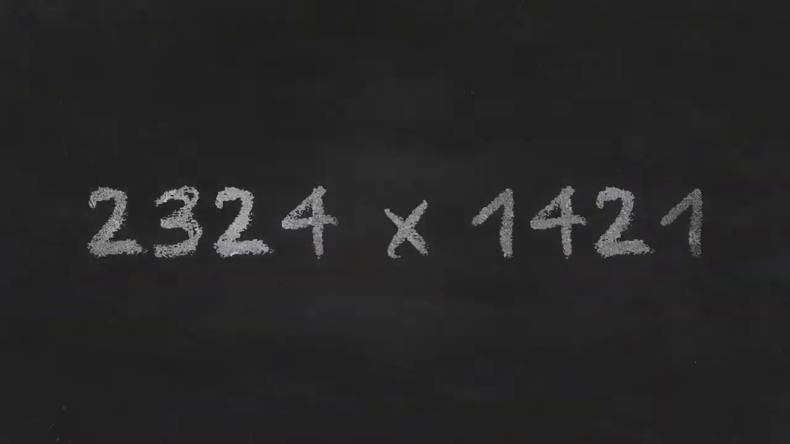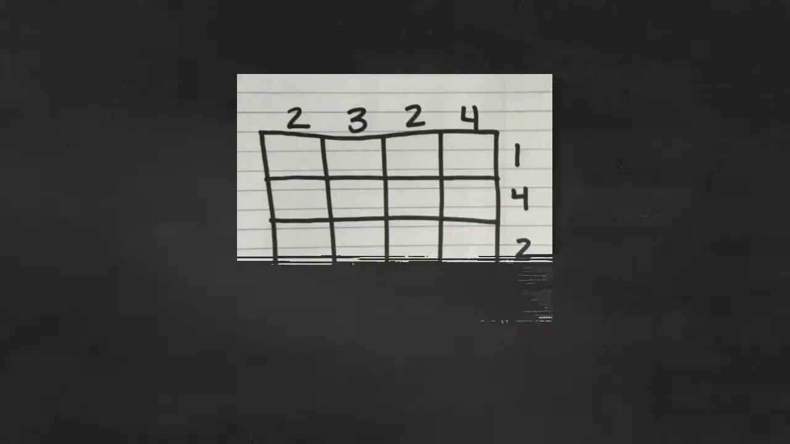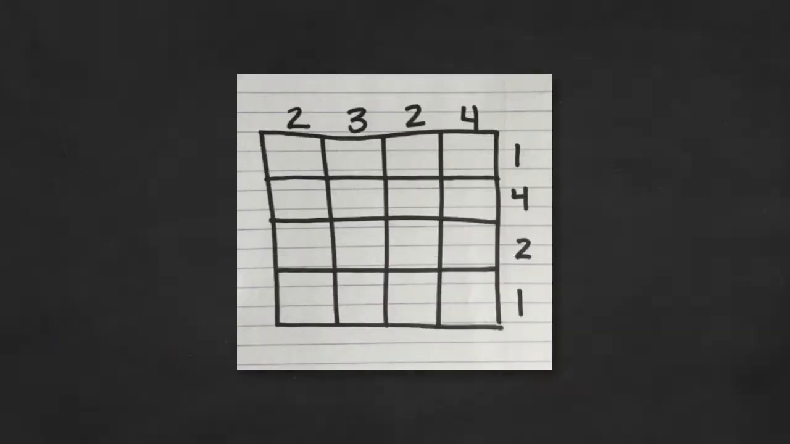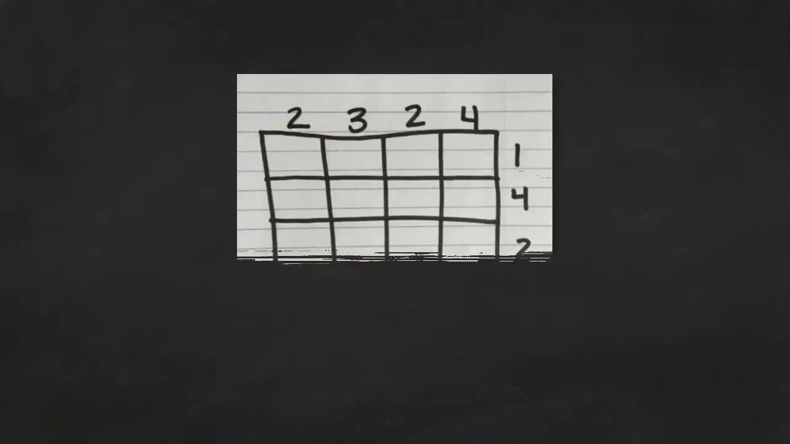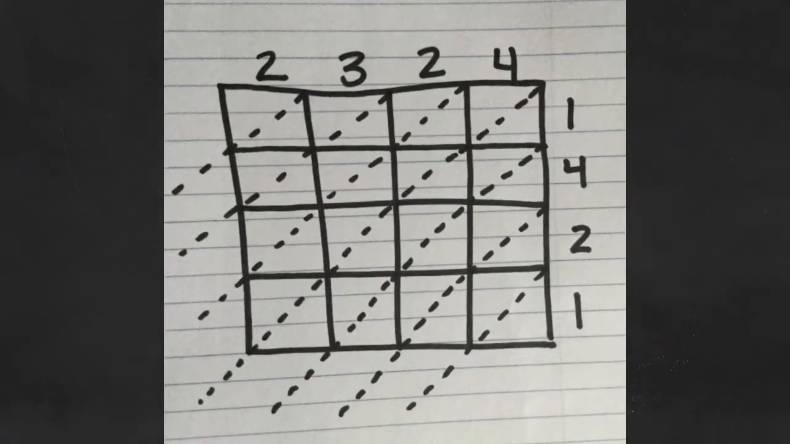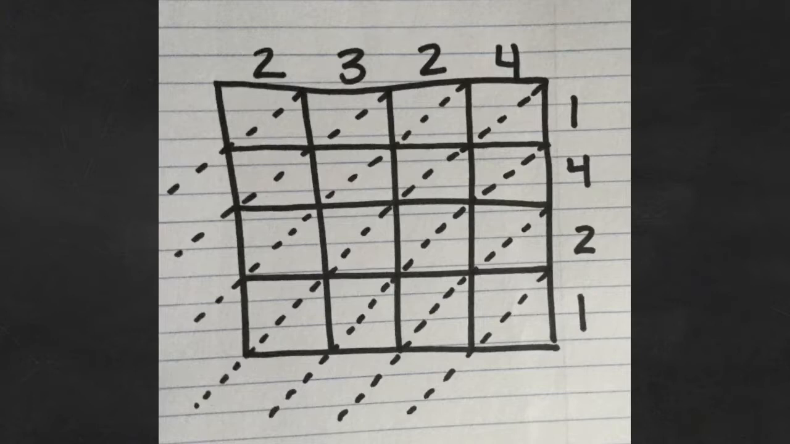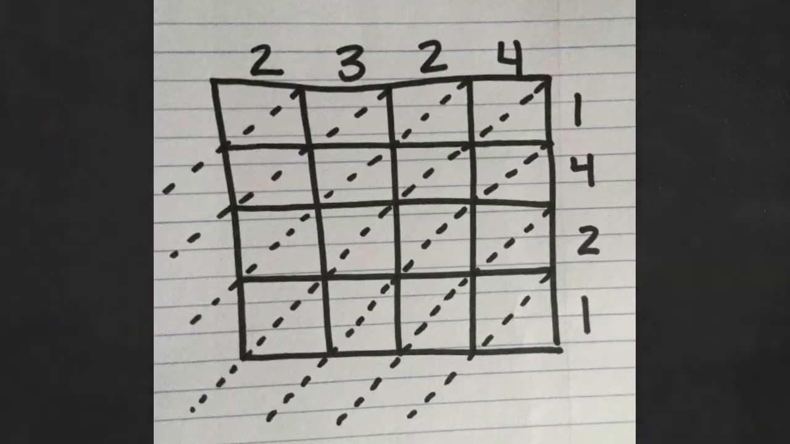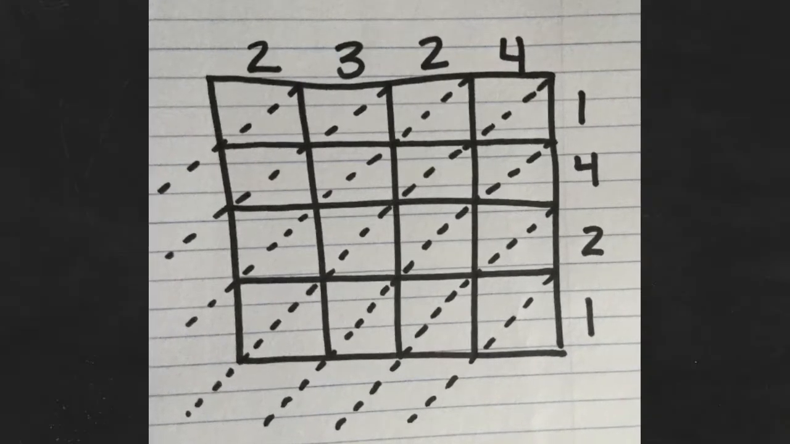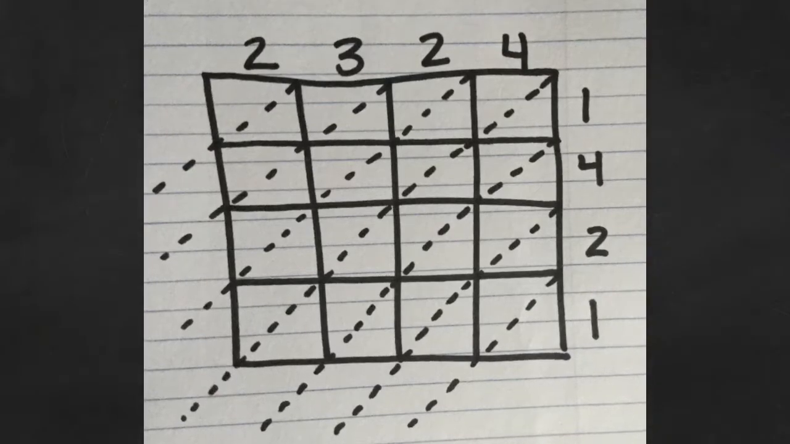We're going to start with 2,324 times 1,421. First, we're going to draw a grid that has enough rows and columns to fit the numbers we're multiplying together. Next, you're going to draw dotted lines diagonally in each box. We start with dotted lines so that we can see the perimeter of each box when we're doing our multiplication.